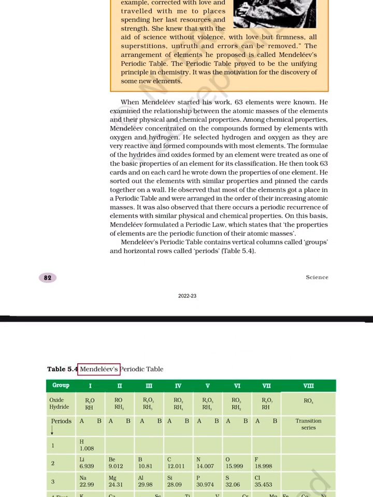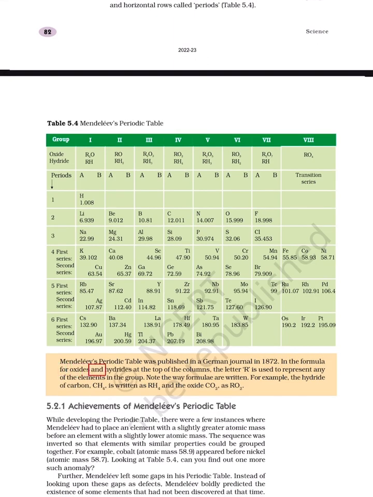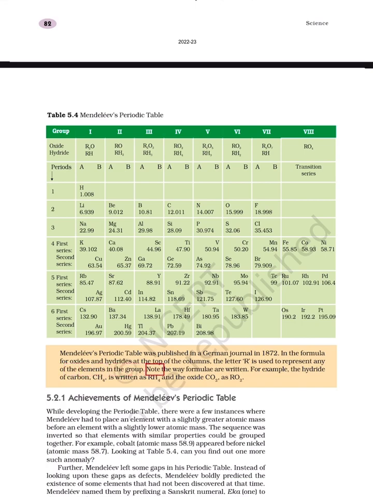Table 5.4 Mendeleev's periodic table. Mendeleev's periodic table was published in a German journal in 1872. In the formula for oxides and hydrides at the top of the columns, the letter R is used to represent any of the elements in the group. Note the way formulae are written.